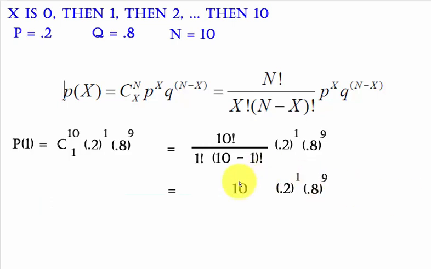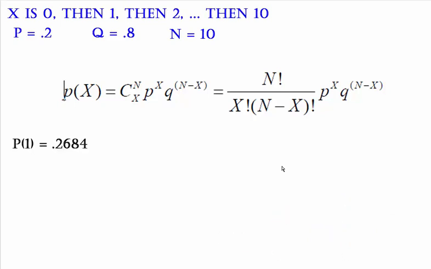Okay? So we're going to multiply 10 times 0.2 times 0.8 raised to the 9th power. That's that one. You go ahead and multiply everything out, and you should get 0.2684. So in other words, the probability that only one person will get it right out of 10 tries is 0.2684, and the probability that nobody would get it right is 0.1074. And let's go ahead and do number 2.